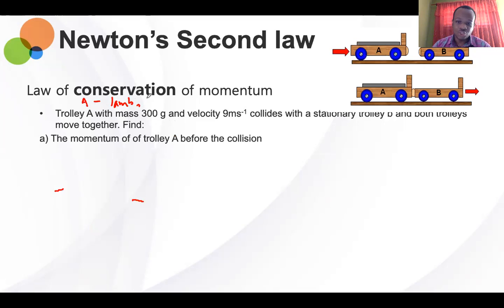Charlie A, and Charlie B is our Corolla. I don't know if it's a Corolla, that's so bad. Right? It collides with a stationary trolley. So the Corolla is not moving, and both trolleys move together. All right, let's skip this question for now.